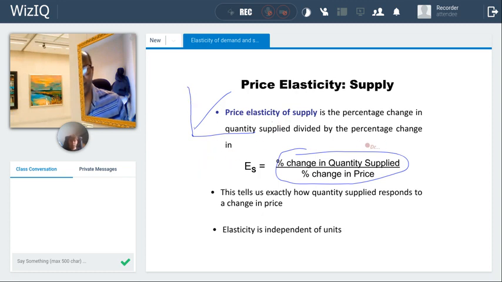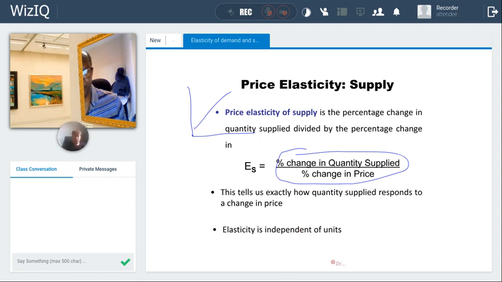So again, we're going to work with the percentage change in the quantity supplied divided by the percentage change in the price. This tells us exactly how quantity supplied responds to a change in the price. Again, like before, elasticity is independent of units, because we're dividing a percentage by a percentage, so these percentages cancel.